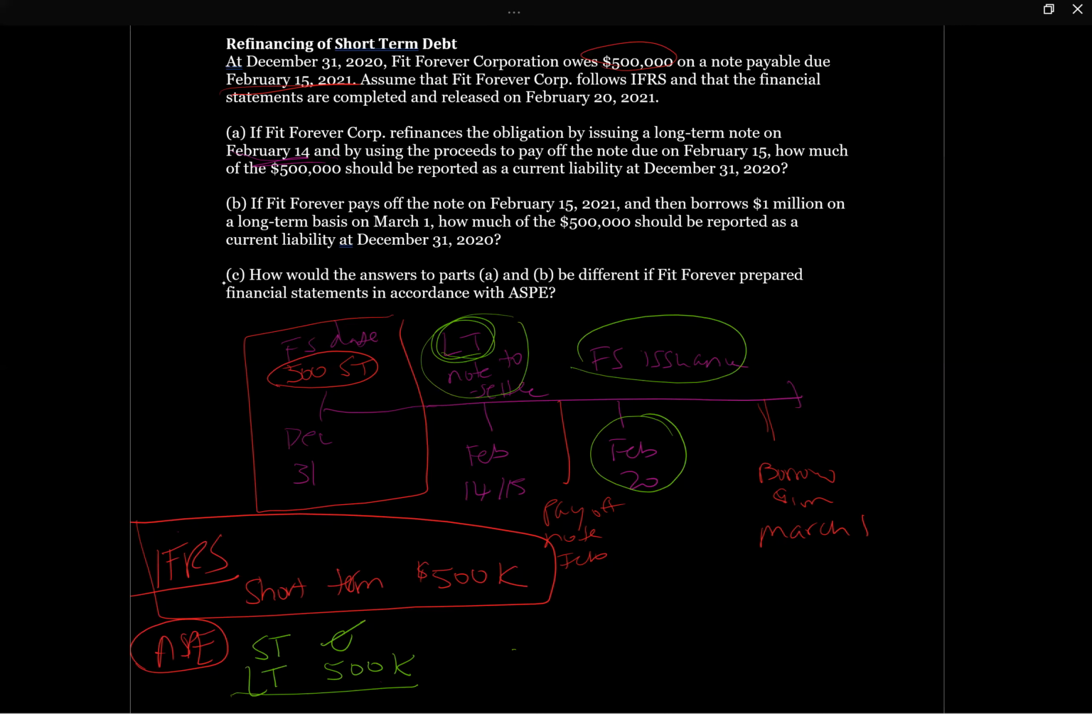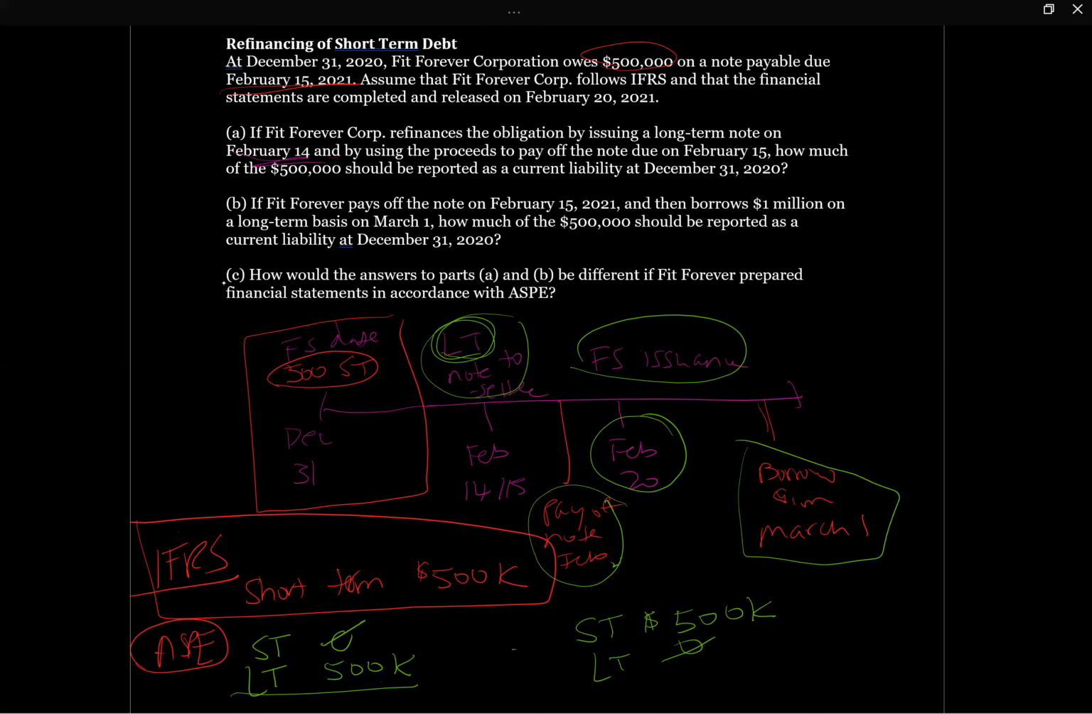What about in the next scenario where Fit Forever pays off the note on February 15th, this option here, and then later they borrow money here? Well, this is an interesting one for ASPE. In this situation, ASPE is actually going to reclassify the entire amount to short-term, and their long-term is going to be zero. And why? Because even though there was a transaction afterwards to pay off the debt, remember, the debt still has to be on the balance sheet. So no matter which way you look at it, we have to have a short-term debt or a long-term debt of $500,000. We can't not have the debt on the balance sheet because the debt did exist at December 31st.